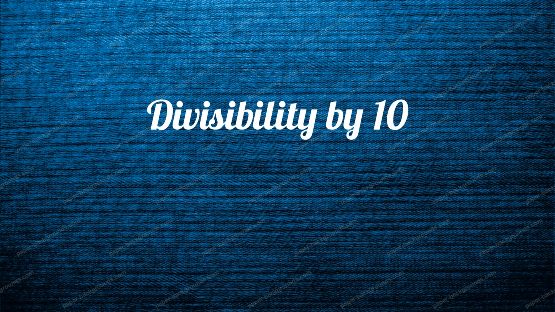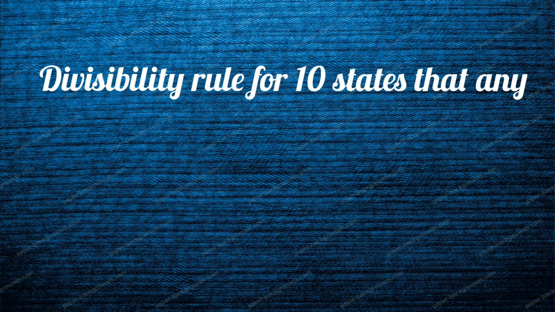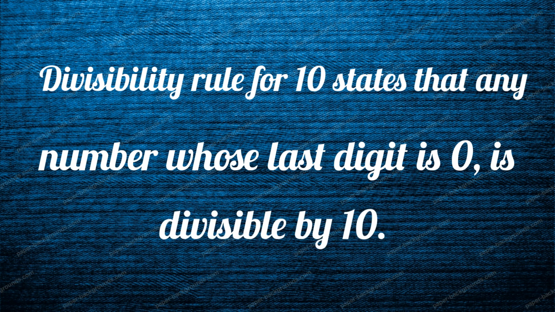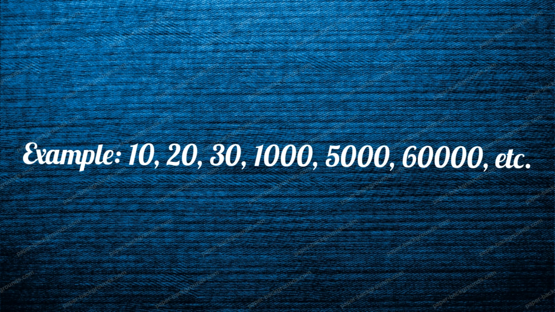Divisibility by 10. The divisibility rule for 10 states that any number whose last digit is 0 is divisible by 10. Example: 10, 20, 30, 1000, 5000, 60,000, etc.